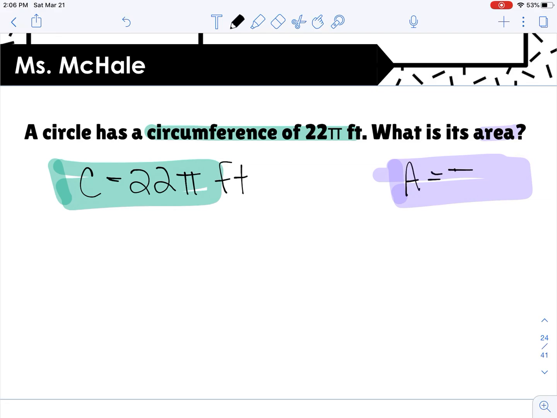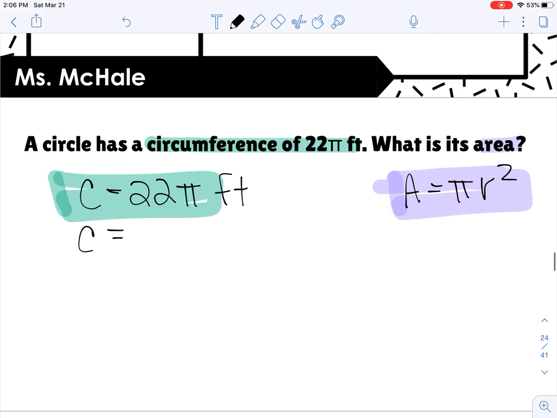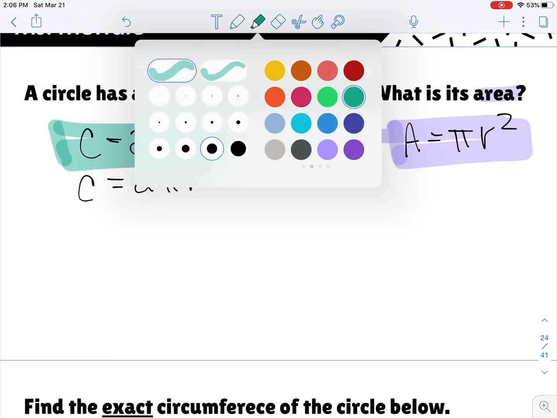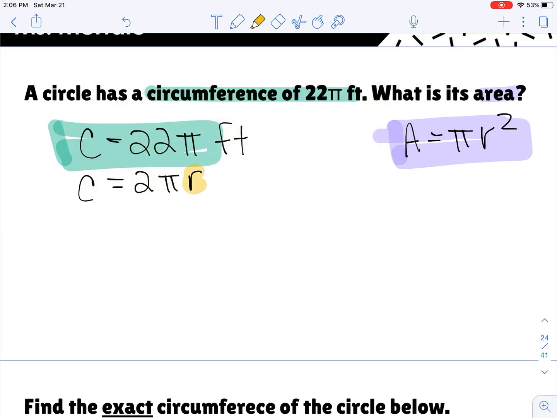Area is our main goal, pi r squared, right? We don't know what the value of the area is, but we know the formula for area is pi r squared. We also know the formula of circumference, 2 pi r. We can use this information to work backwards to solve for r. Let's use a different color. How about yellow? If we solve for the radius, we can then substitute in here, and then we can find area. So let's do that.